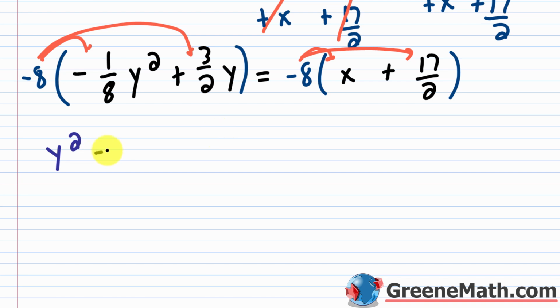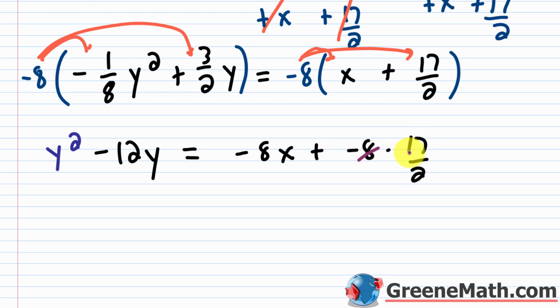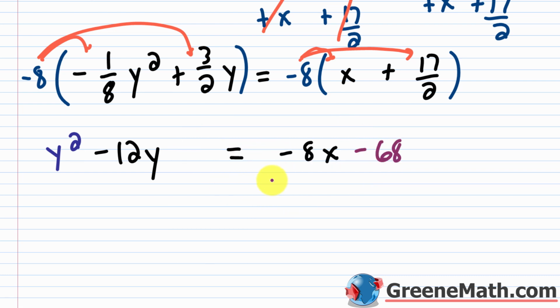We will put y squared minus 12y for the left, and this equals, on the right, negative 8 times x is negative 8x. And then we would also have plus negative 8 times 17 halves. 8 divided by 2 is 4, so let's put a negative 4 here. Negative 4 times 17 is negative 68, so let's write minus 68 here. Let me slide this down just a little bit so we have room to add our number in. All right, so we're going to complete the square.